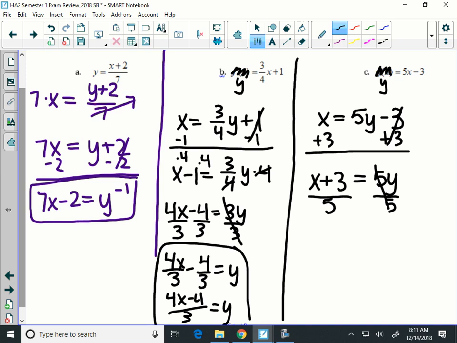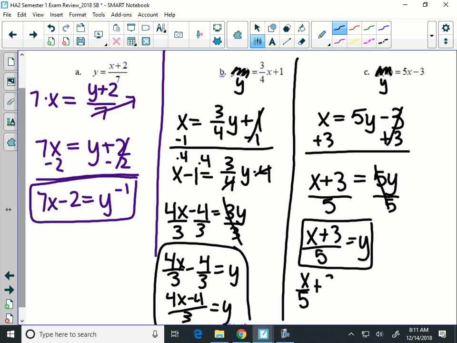Now, just like the last problem, you're welcome to leave this inverse as x plus 3 over 5. Right? That's totally okay. Or you could rewrite that as x over 5 plus 3 over 5 equals y. That is exactly the same thing, and that is a fair answer as well.